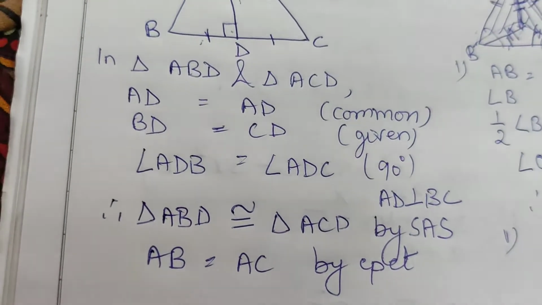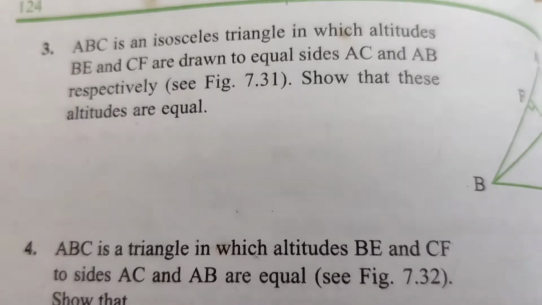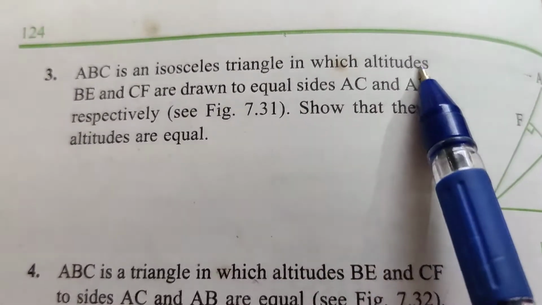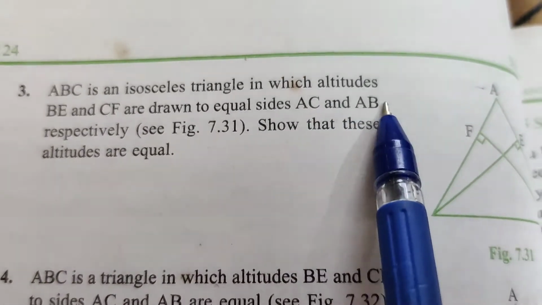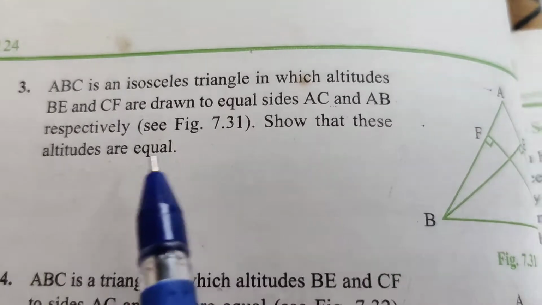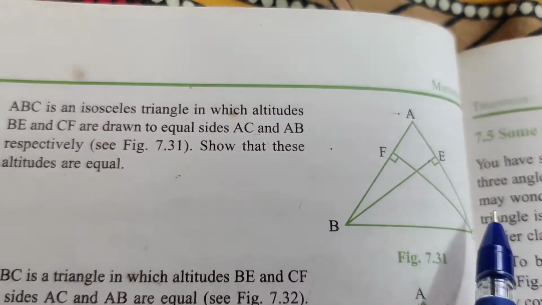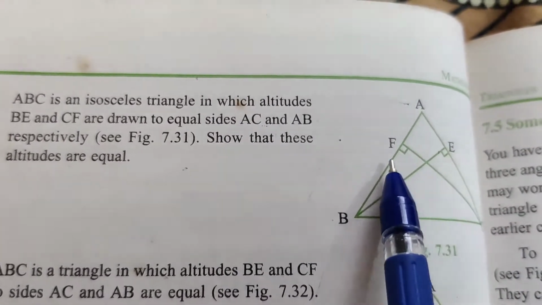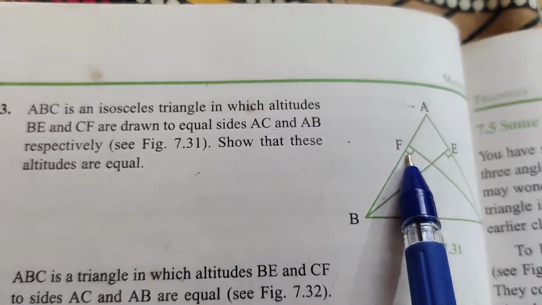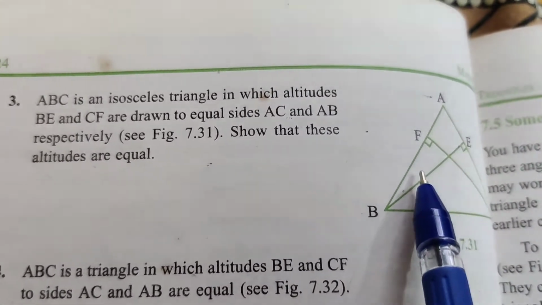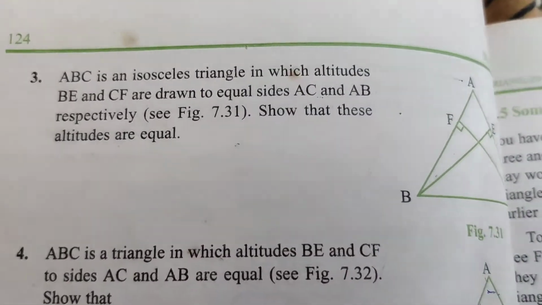Next, question number 3. ABC is an isosceles triangle in which altitudes BE and CF are drawn to equal sides AC and AB respectively. Show that these altitudes are equal. ABC is an isosceles triangle, so AB equals AC, and the two altitudes are BE and CF. Altitude means angle 90 degrees. We have to prove the altitudes are equal, that is, BE equals CF.